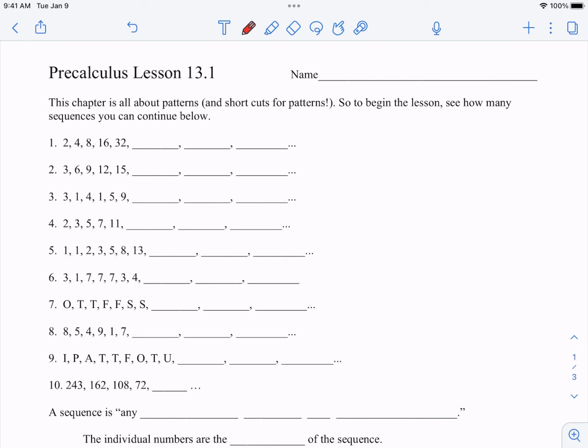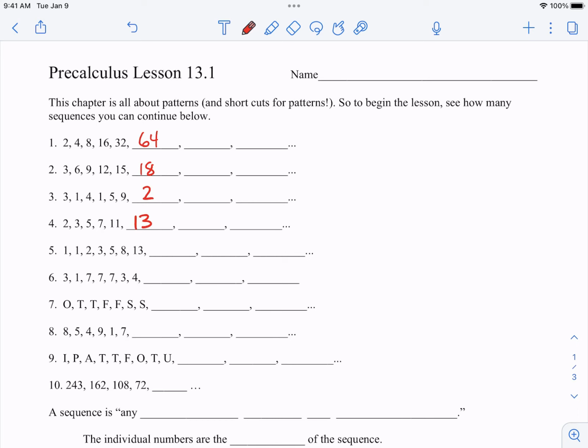First of all, I'd like to go over the answers to the quiz you were supposed to take before this lesson. The first one is just powers of 2, so the next one would be 64. The second one is multiples of 3, so the next one's 18. This one is the digits of pi, so the next one is 2, if you happen to remember that. Number 4 are the prime numbers, so the next one would be 13.